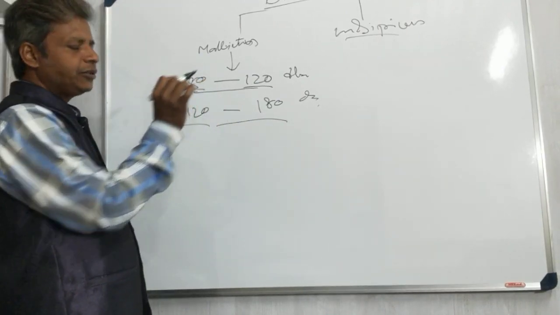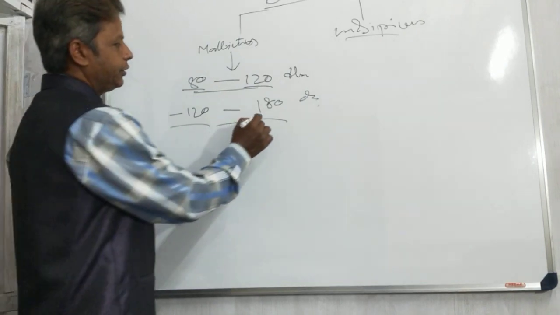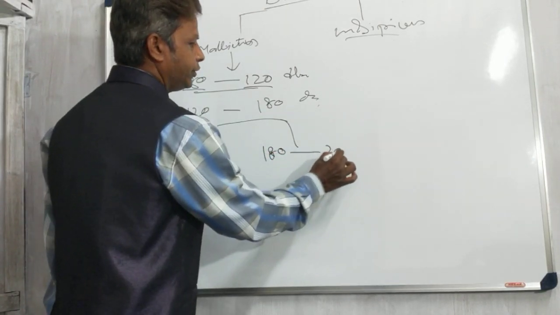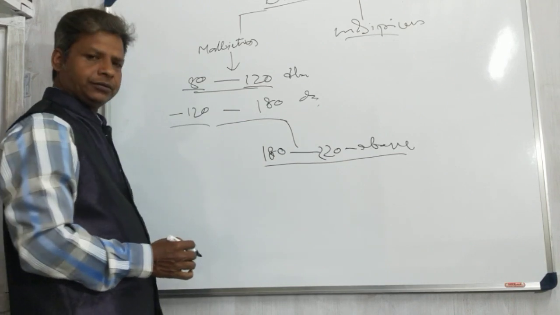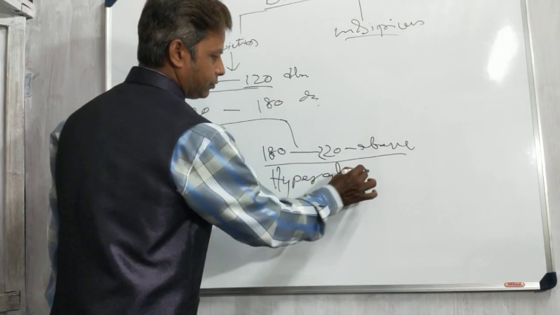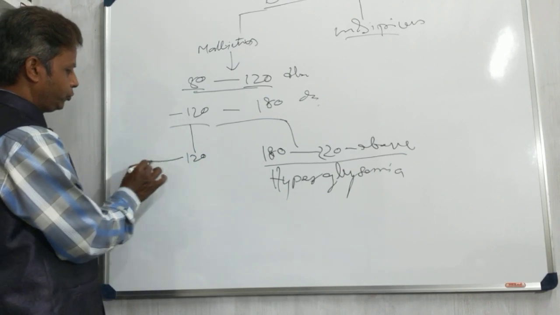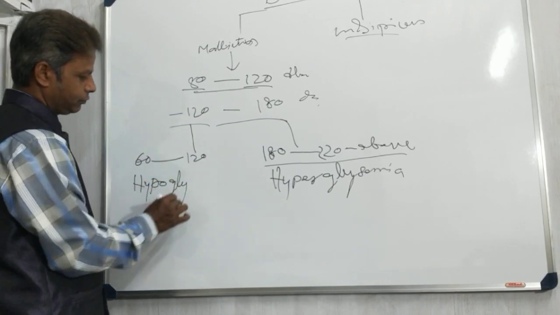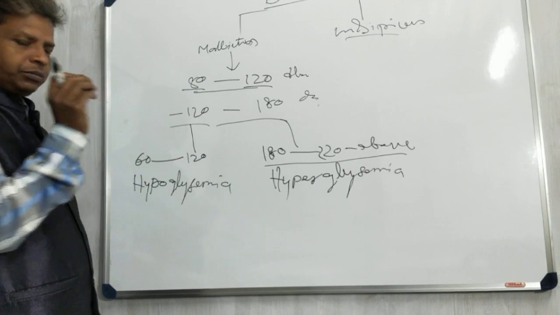When the patient's blood quantity is normal but blood sugar is above the range, when it crosses 180 continuously, to 220 and above, this is hyperglycemia. When the blood sugar falls below 60 to 120, this is hypoglycemia. These two types are very essential for a person to know.